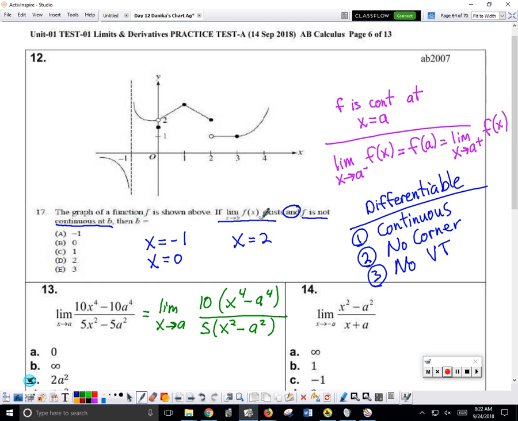At the removable discontinuity, let's go to the jump first. At the jump, the left limit and the right limit will be different. The limit from the left will be 2. The limit from the right will be 1. So that limit doesn't exist because the left and right limits are different. The limit only exists here at the removable because from both the left and the right, the value of the limit is 2.